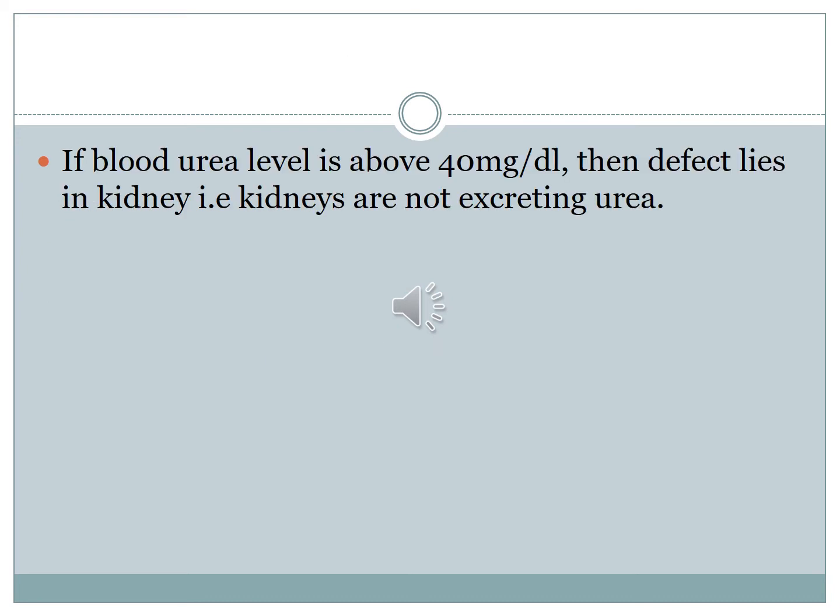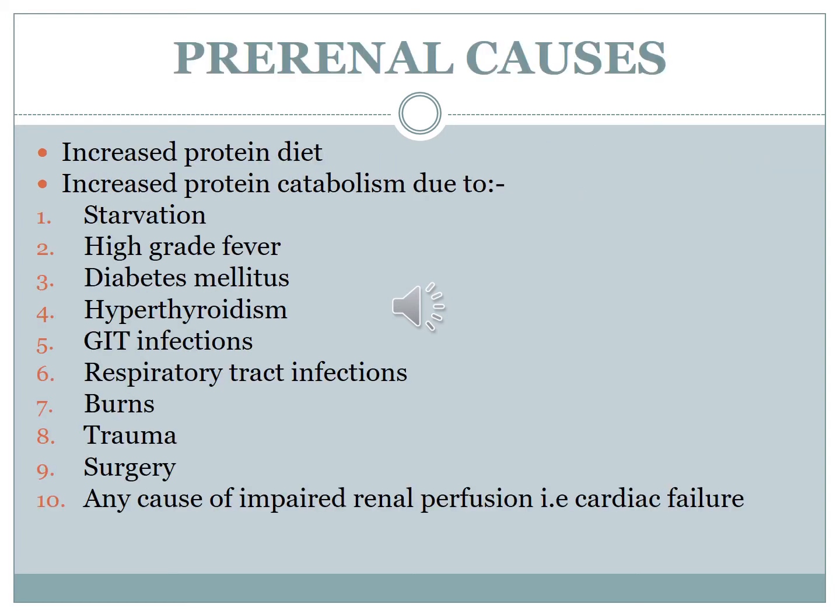The other condition is if the blood urea level is above 40 milligram per deciliter, then you know the defect lies in the kidneys. It means that they are not excreting urea properly. That is why it is getting collected in the body. Causes of increased urea in the body, or hyperuremia, meaning increased level of urea in the blood greater than 40 milligram per deciliter, can be divided into 3 categories. They include pre-renal causes, renal causes, and post-renal causes.